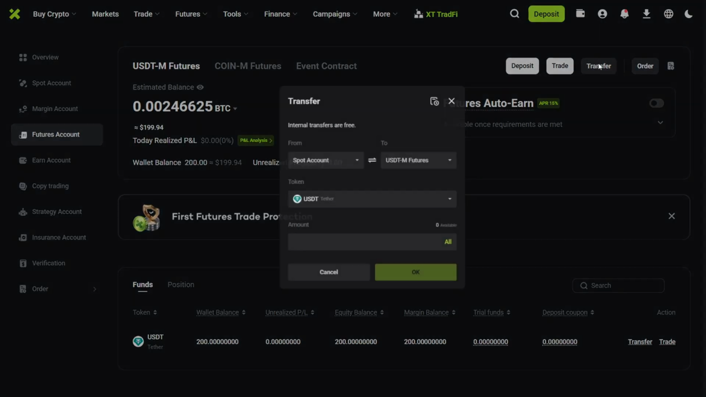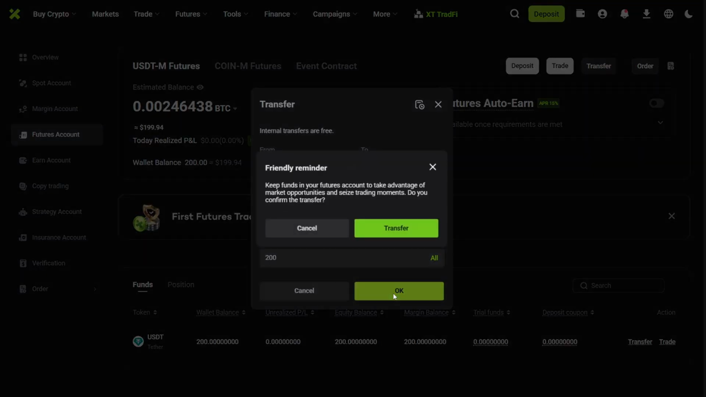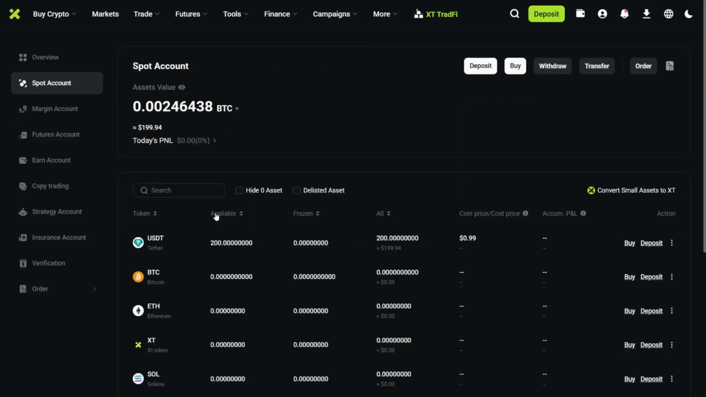So we're going to go to Transfer and make sure we have our futures to our spot account, transfer the full amount, and press OK. We have successfully transferred our funds to our spot account.